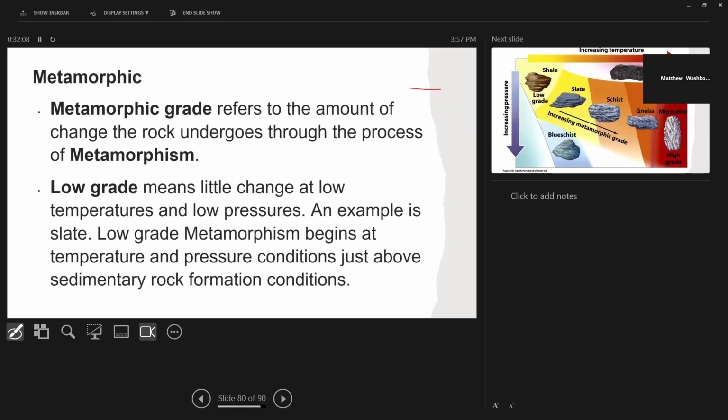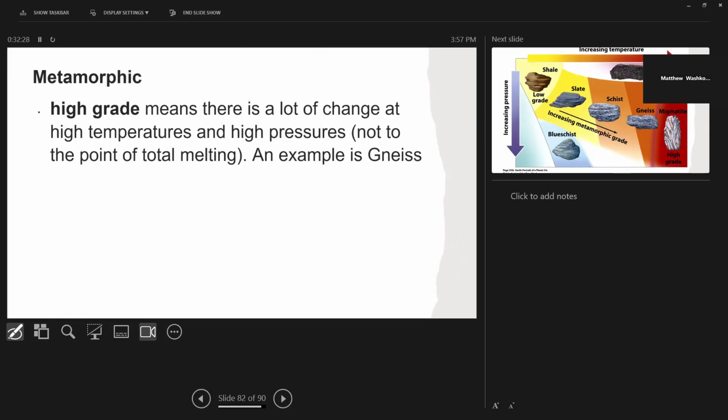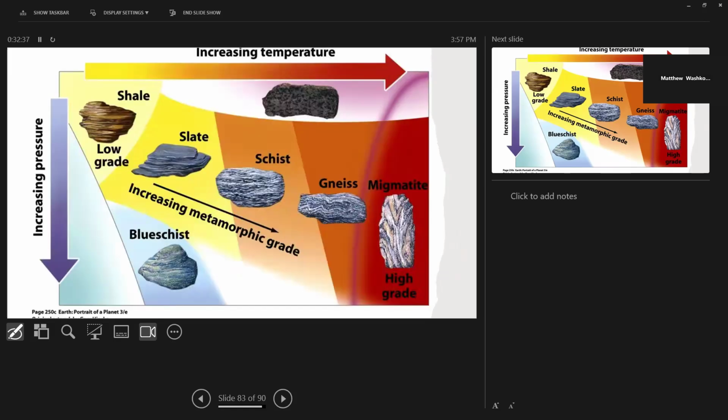So, I'll write this all down. Metamorphic grade is the amount of change the rock undergoes through the process of metamorphism. A low grade means it didn't get very hot and there wasn't a lot of pressure. A high grade would have lots of temperature and lots of pressure. Again, you were given this. Sorry, write this down. Same thing: high grade, lots of pressure, lots of temperature. It doesn't totally melt.